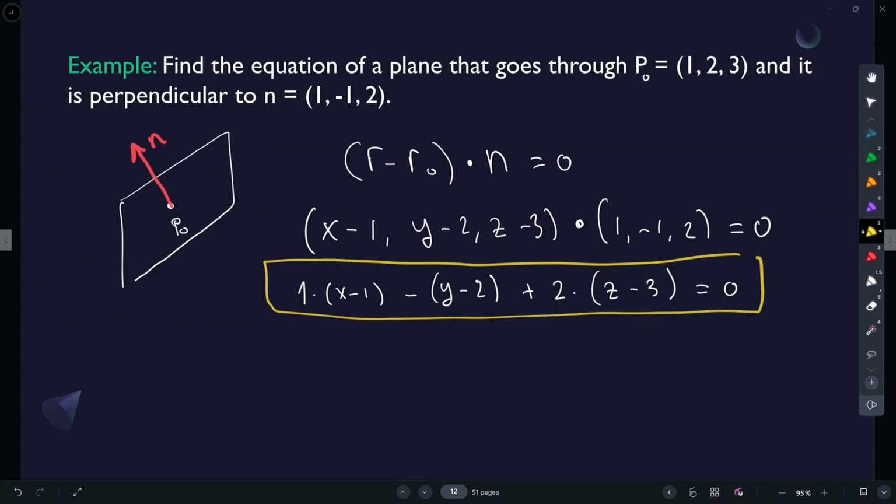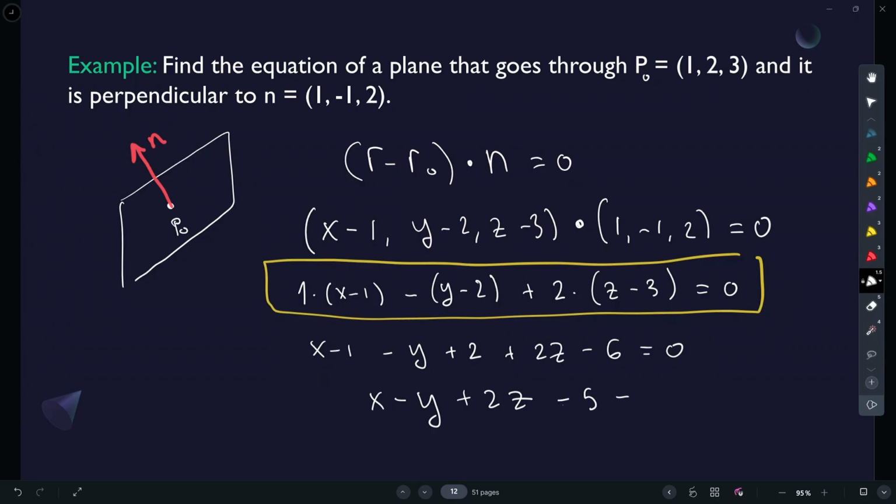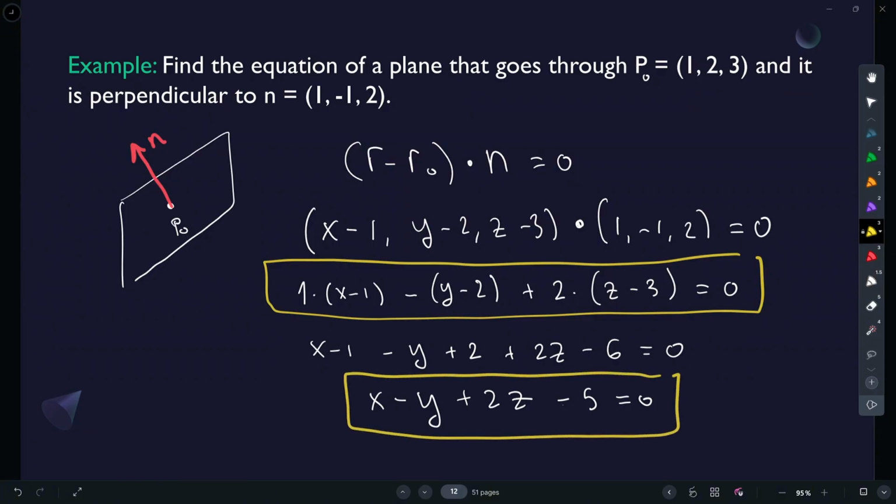And I can also do what we call the linear form by simplifying all of this. So this is x minus 1, minus y plus 2. Be careful with distributing signs. Plus 2z minus 6 is equal to 0. And I get x minus y plus 2z, and that is, minus 1 and 2 is 1, and minus 6 is minus 5. So I can write it like this if I want to: x minus y plus 2z equals 5.